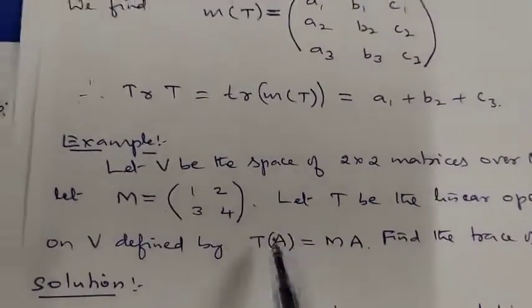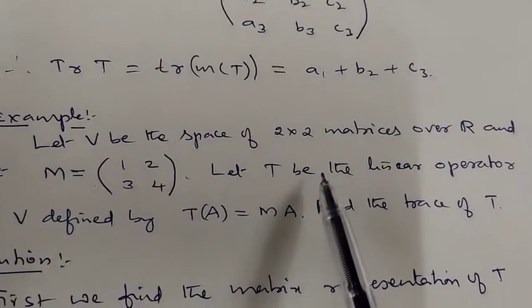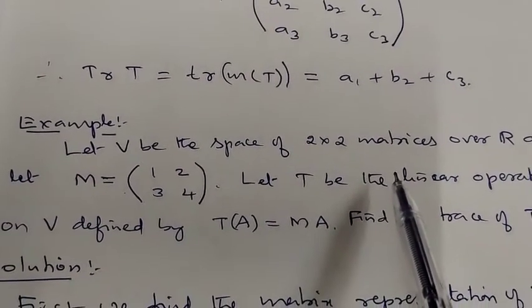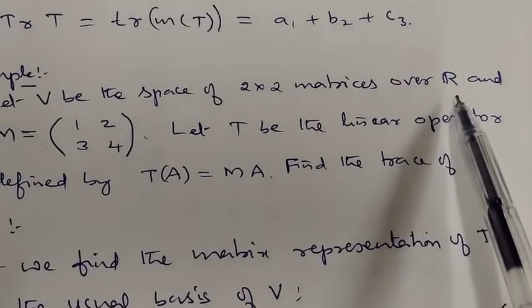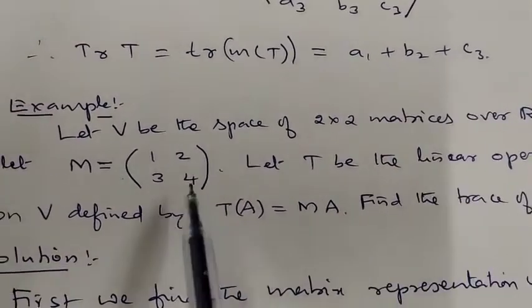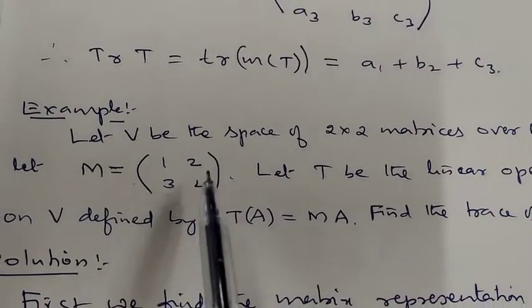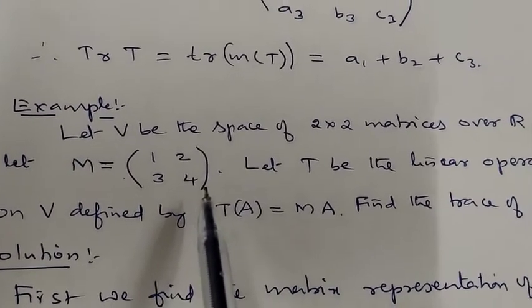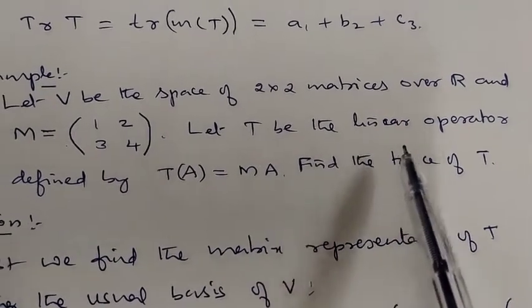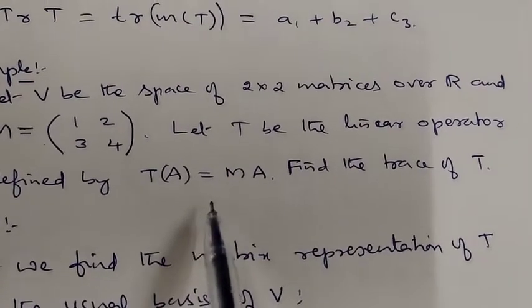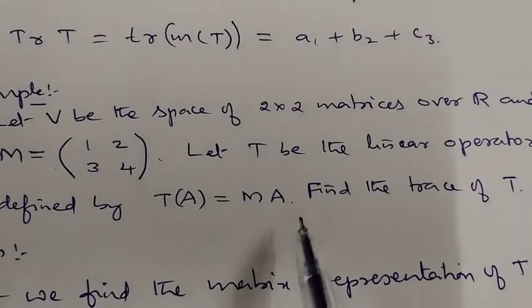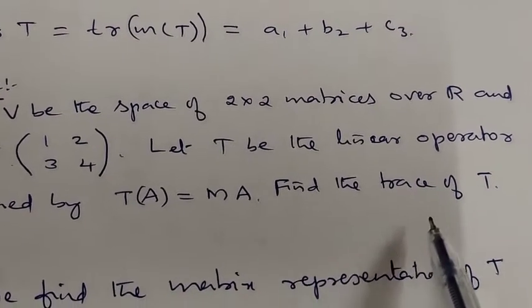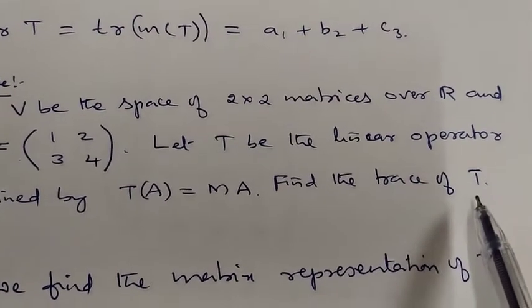Next example. Suppose V is the vector space of all 2 cross 2 matrices over the reals, and let M be the matrix with entries 1, 2, 3, 4. I will define an operator T on V by T of A is M times A. Then we need to find the trace of this transformation T.